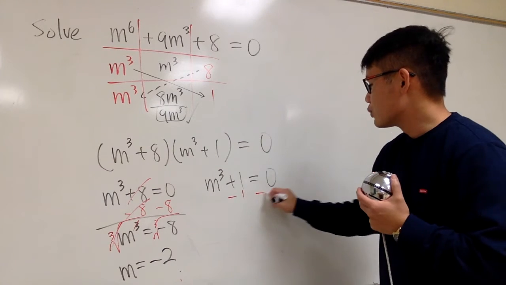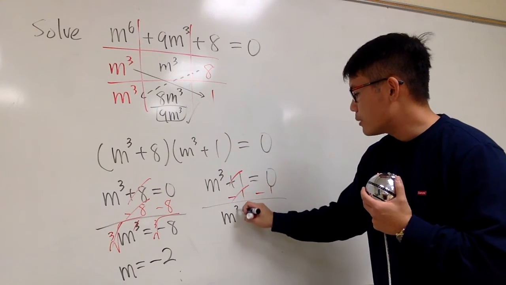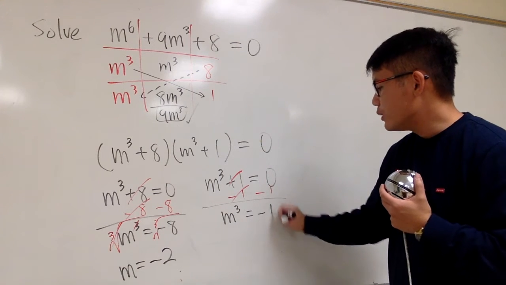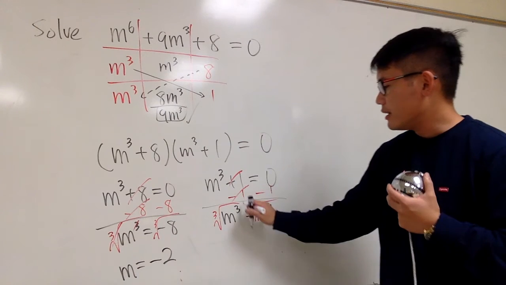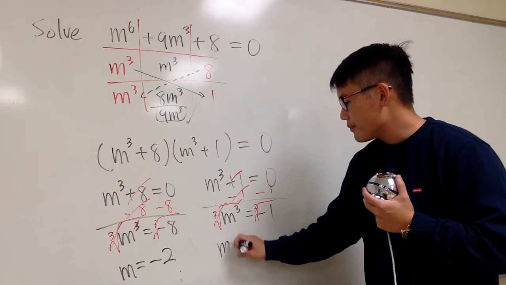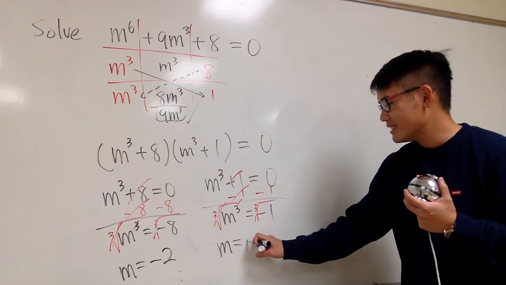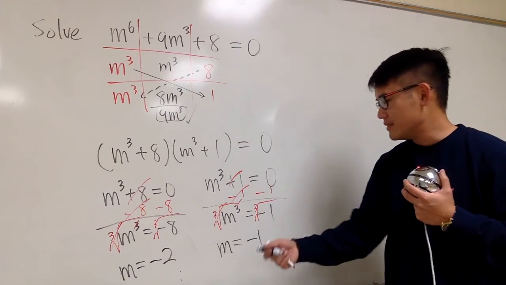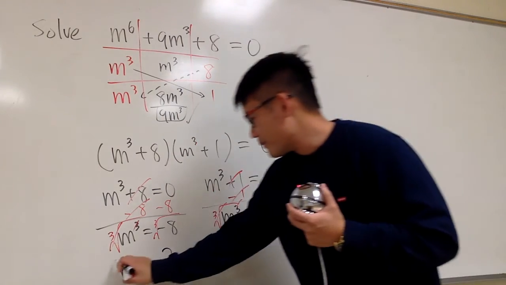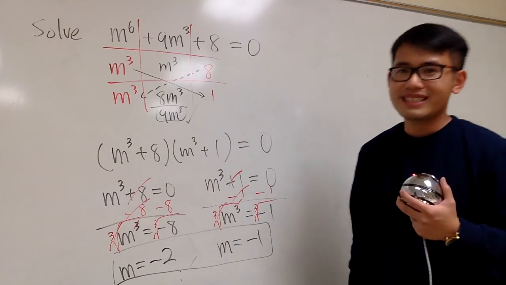I'm just going to subtract 1 on both sides, cancel, cancel, and then we will have m to the 3rd power equal to negative 1, and you take the cube root on both sides, and this and that will cancel. M is equal to the cube root of negative 1. It is just negative 1. Negative 1 times negative 1 times negative 1 gives you negative 1. So these are the answers. Negative 2, negative 1. That's it.